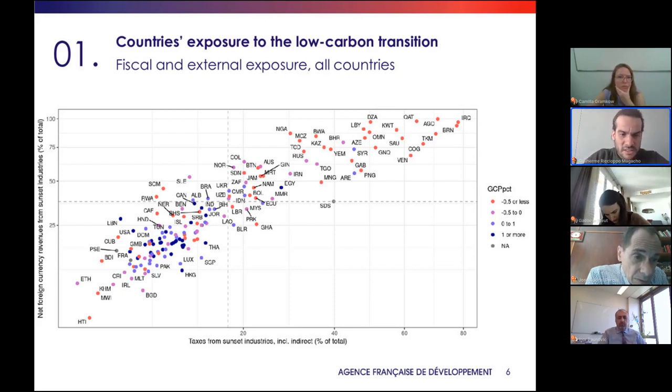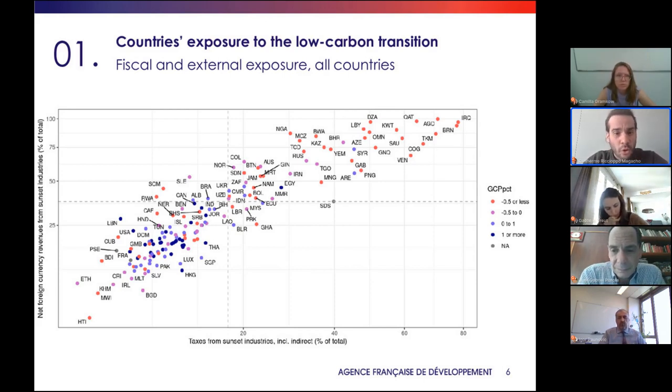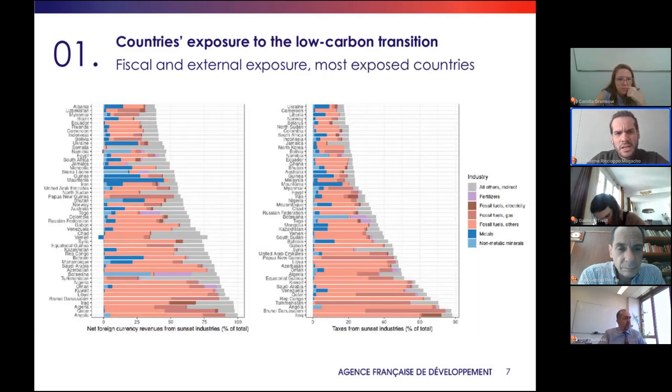In the horizontal axis, we have taxes from sunset industries. Those are the countries that are more dependent on these industries from a fiscal perspective. And those that are in the extreme right, for example, we have Iraq, Brunei. These are countries that are extremely dependent, directly and indirectly, on the sunset industries that we're talking about. And of course, if these industries decline, we can expect that they will have a lot of fiscal imbalances, fiscal constraints. And then they have to find other ways to finance government expenditure, government investments, to guarantee that the transition will take place.